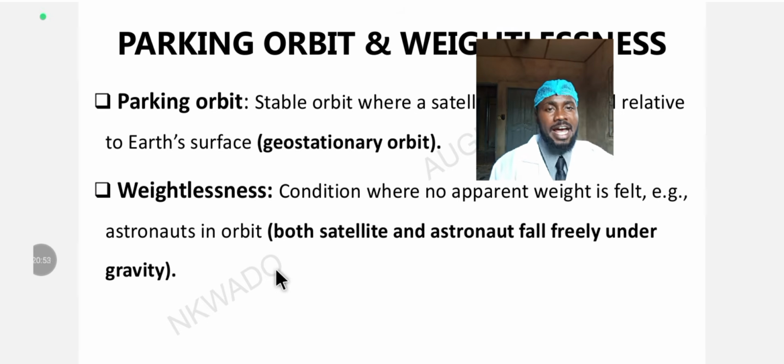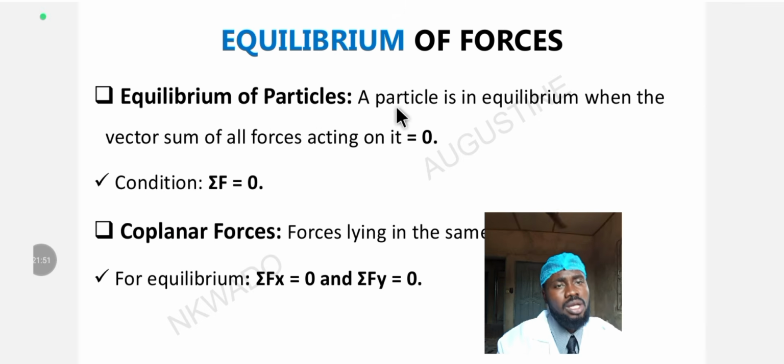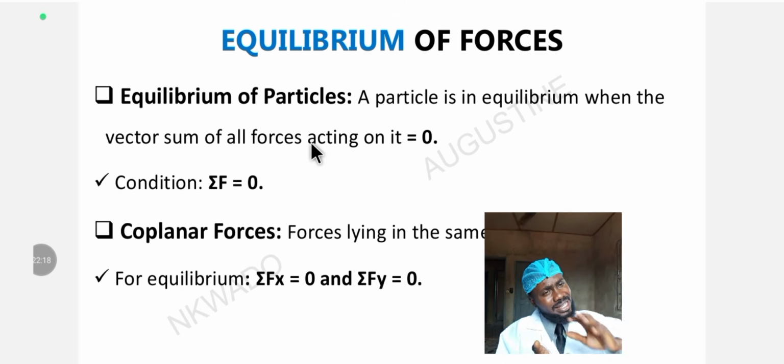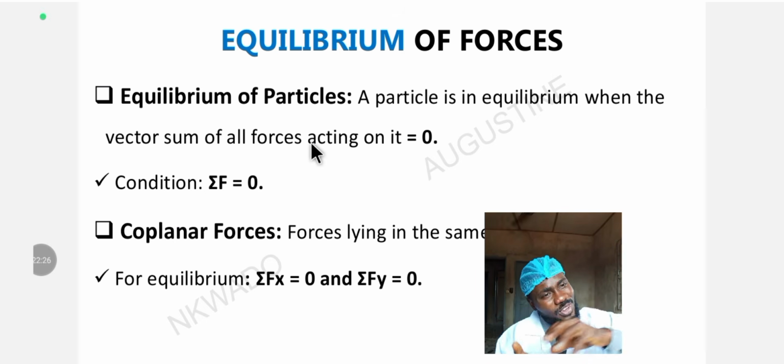That's that. Equilibrium of forces. So what is equilibrium of particles? When you hear equilibrium, just know that it means balance. A particle is in equilibrium when the vector sum of all forces acting on it is equal to 0. So the particle is in equilibrium, in a resting position, balanced, when the sum of all the vector forces acting on it is 0.